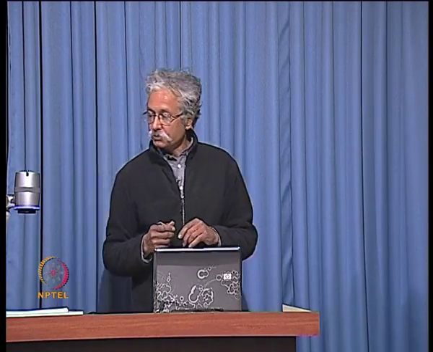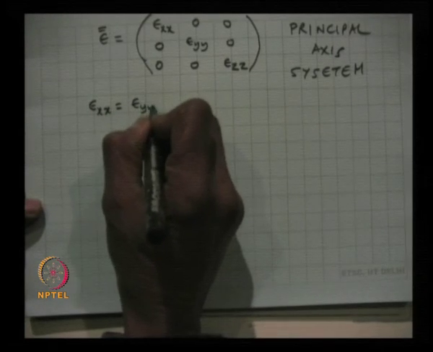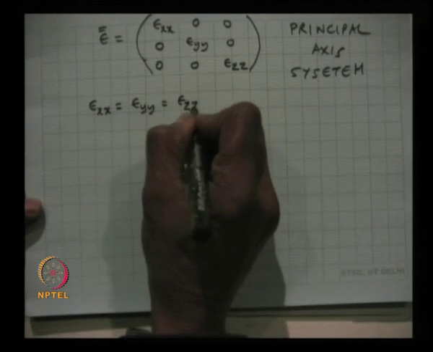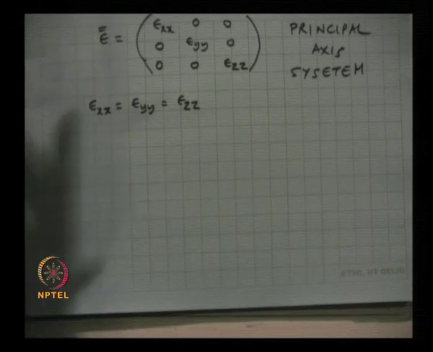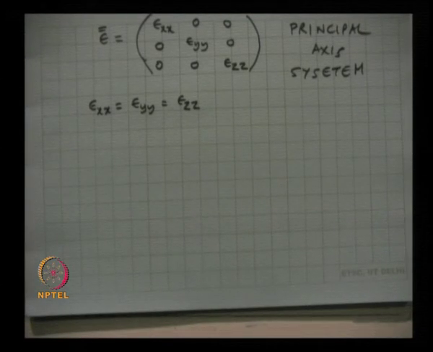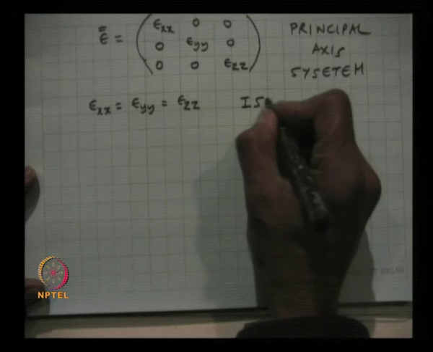Now, I can have 3 situations. I can have a situation when epsilon x x is equal to epsilon y y is equal to epsilon z z. In this case, this epsilon tensor becomes epsilon times the unit tensor. And then if you go back and look at the equations, it becomes a scalar essentially. The equation becomes d is equal to epsilon e, and epsilon becomes a scalar. So, this corresponds to an isotropic medium.